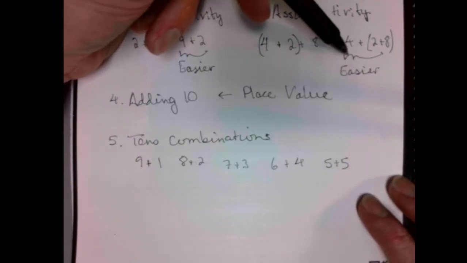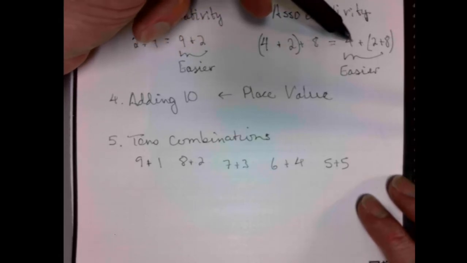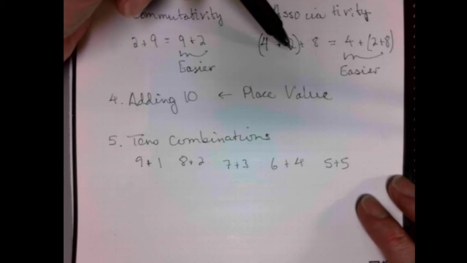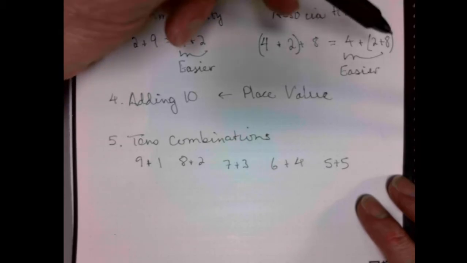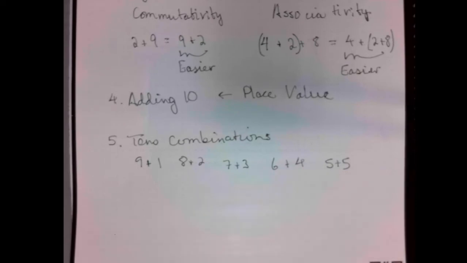The reason I said this is easier is because I saw we have a 2 and an 8 in the mix, and the associative property of addition lets me add the 2 plus the 8 first to make a 10. And then I do 4 plus 10, which gives me 14. So whenever you can incorporate a tens combination, it usually makes the problem easier.